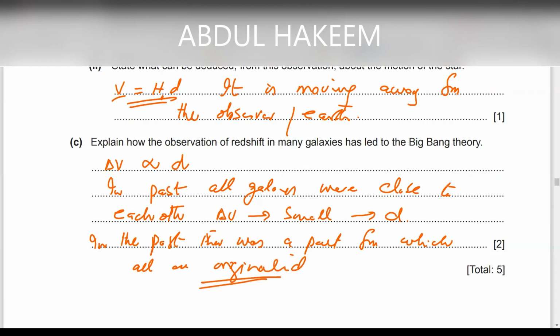So I repeat, delta V is directly proportional to D. In the past, all galaxies were close to each other. Delta V was small, distance was small, but in the past they were part of the same point, meaning they originated from the same point, and this leads to the Big Bang theory. Okay.